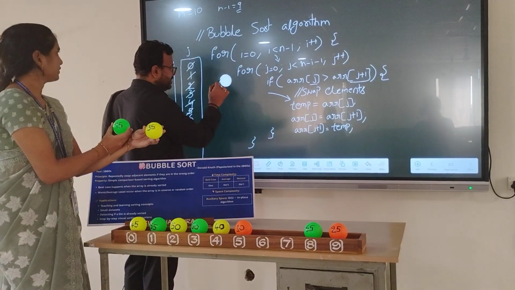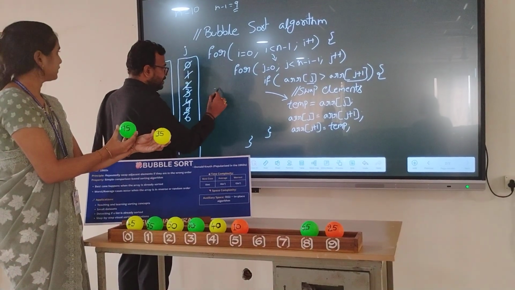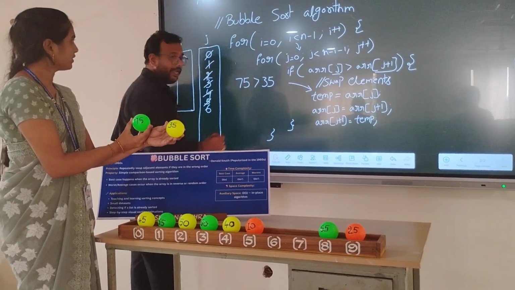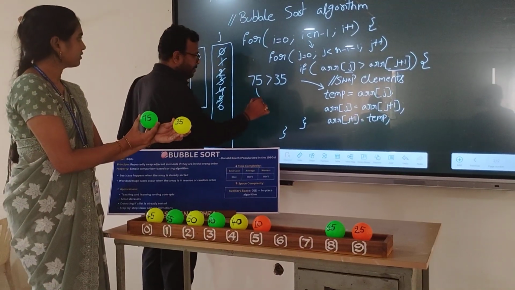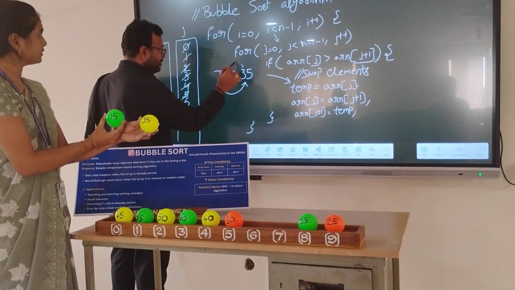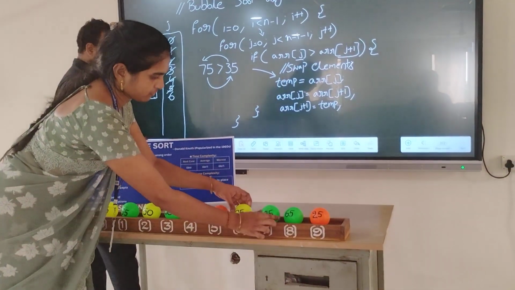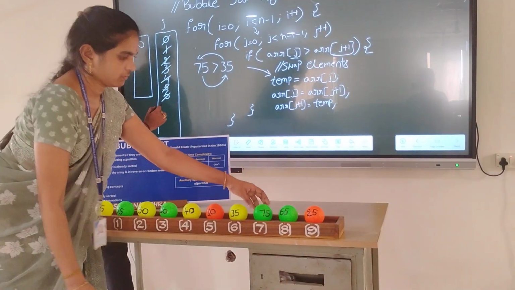75 is compared with 35. Again the condition is true. True means swapping is done. Now J becomes 7.